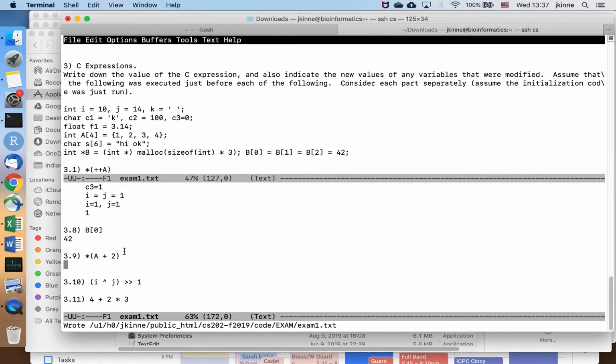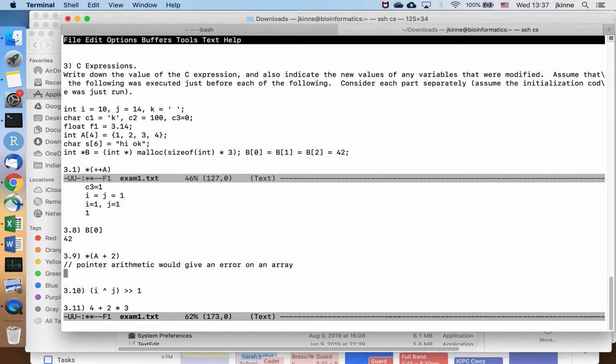Star A plus 2. Here again we've got pointer arithmetic that would give an error on an array, but if it did work, then what would happen? So A plus 2 would be 2 spots down, and then star would give the value, which would be 3.